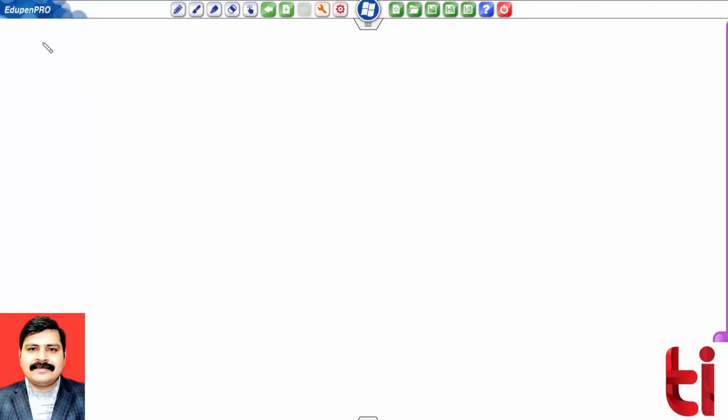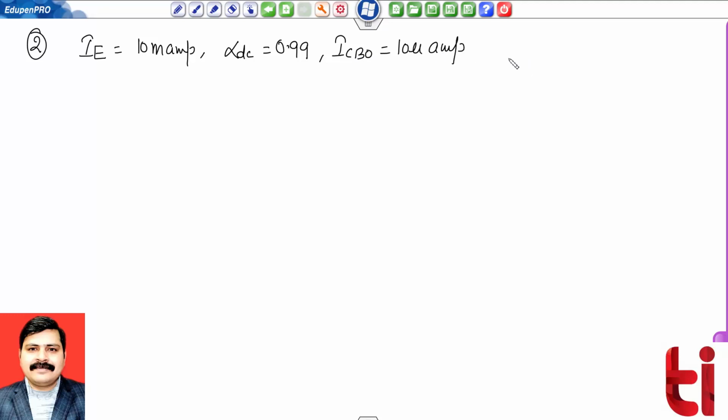So let us discuss another problem, problem number 2. The statement is given as: the emitter current IE is given as 10 milliampere for a transistor, the value of alpha DC is given as 0.99, and the reverse saturation current for common base configuration ICB naught is given as 10 microampere. You have to determine the values of IC and IB. We need to find the values of these two components.